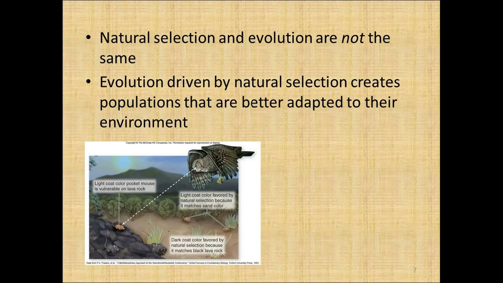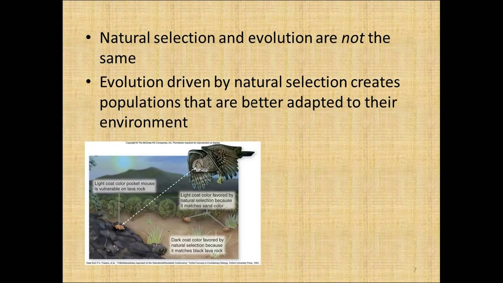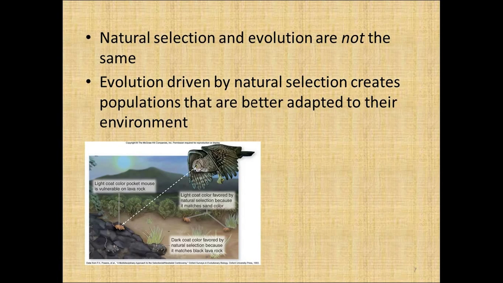My example is pocket mice that live in New Mexico. Pocket mice come in 2 colors, black and tan. Originally they were tan, the same color as the sand they lived on. This was the best fit because they weren't seen by predators.